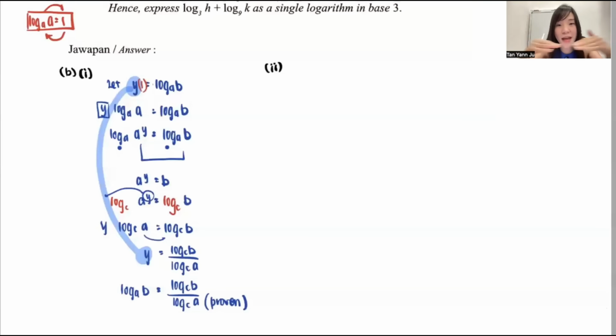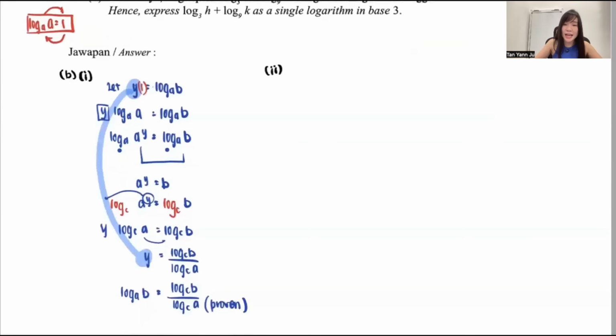Make it one-to-one, and after that, make them the same base again, make it one-to-one again, and everything is done. Okay, let's move on. The second part, they ask me to express log 3h plus log 9k as a single logarithm in base 3. So my dear, they want to make them a single logarithm.